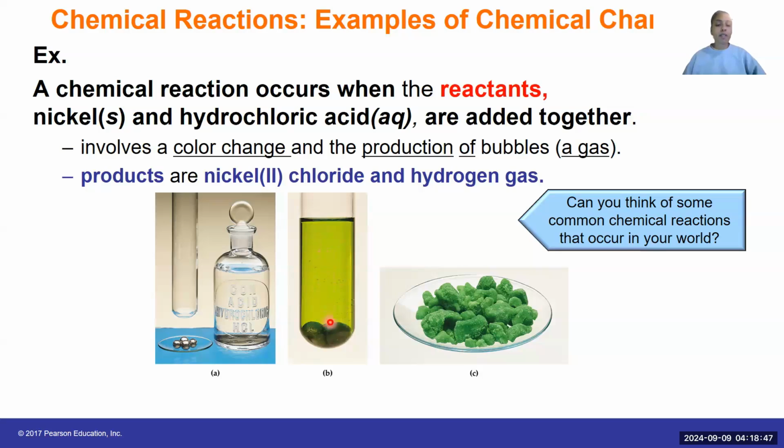And if we let this go long enough, we end up with a new solid that is a green solid, right? The products are nickel(II) chloride and hydrogen gas. You can kind of see little bubbles in this mixture that are the hydrogen gas.